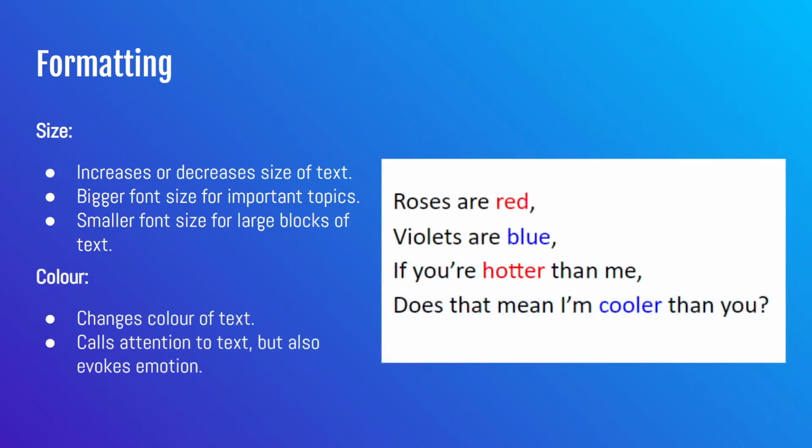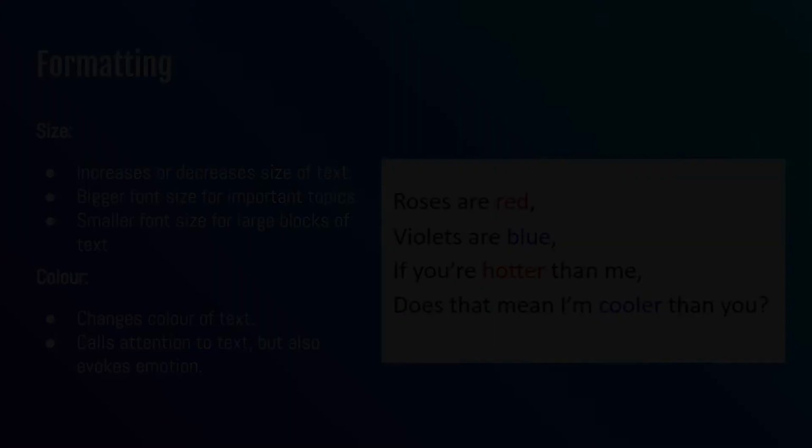Changing the color of text is used to make the text more visually appealing. Color not only calls attention to text, but can also evoke emotion. For example, text colored in red can convey important information and can also represent emotions like anger or passion.